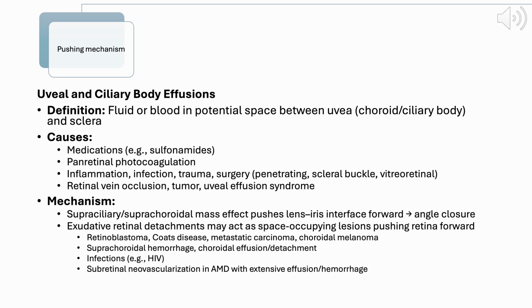The underlying mechanism involves a supraciliary or suprachoroidal mass effect that pushes the lens iris diaphragm forward, resulting in angle closure. In addition, exudative retinal detachments may act like space-occupying lesions that shift the retina and intraocular structures forward. Examples include retinoblastoma, Coates disease, metastatic carcinoma, and choroidal melanoma. Other causes include suprachoroidal hemorrhage, choroidal effusion or detachment, ocular infections such as HIV, and subretinal neovascularization in age-related macular degeneration when associated with extensive effusion or hemorrhage.